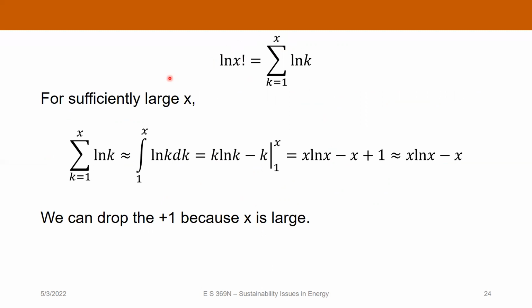Now, for sufficiently large x, we can write this discrete sum as an integral. So we're integrating the natural log of k with respect to k, going from 1 to x. This is easy because it has an analytic solution: k ln k minus k, which we evaluate between 1 and x. And so we get this expression here. Because we're assuming x is very large, much larger than 1, we can drop the 1, and it's approximately equal to this expression.